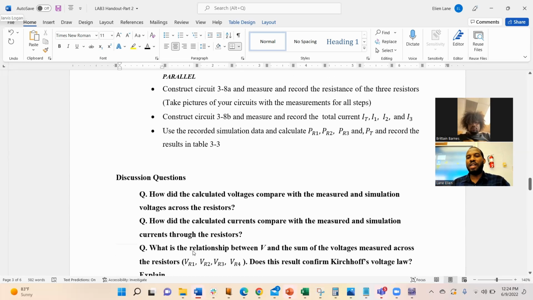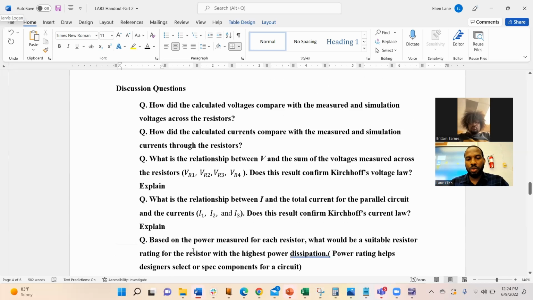For the parallel circuit, it tells you to measure the total resistance. It tells you to measure the total current in I, current in I1, current in I2, current in I3, and then it tells you to calculate the power. So this is what we're going to do here.